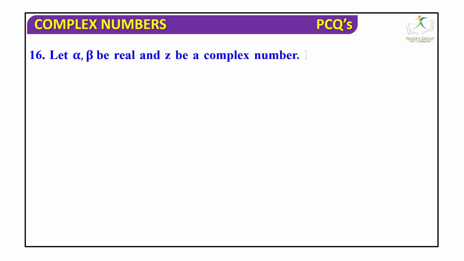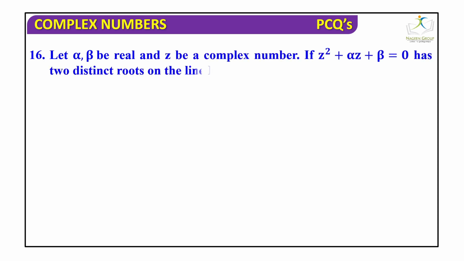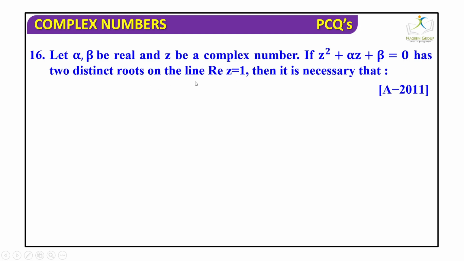Now question number 16 here. If alpha and beta are real values and z is a complex number, if z square plus alpha z plus beta equal to 0 has two distinct roots on the line, then real value of z equal to 1, then it is necessary. Just a minute.